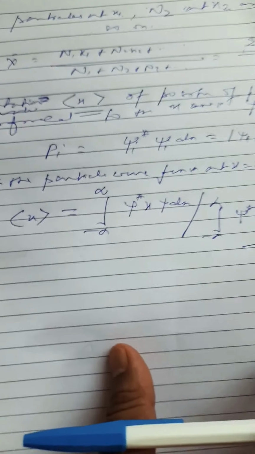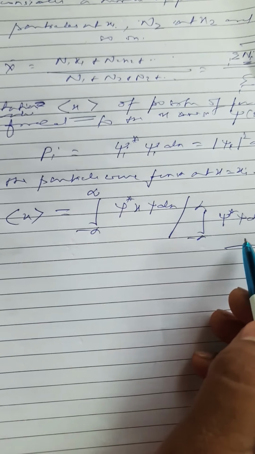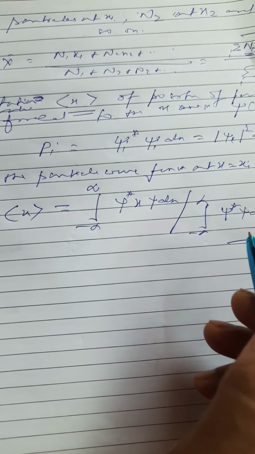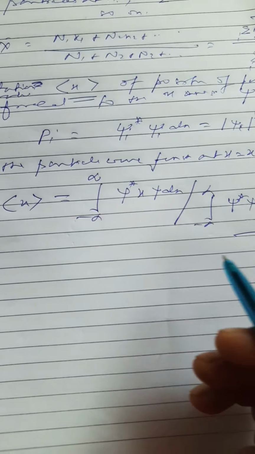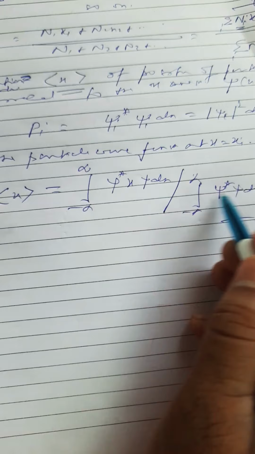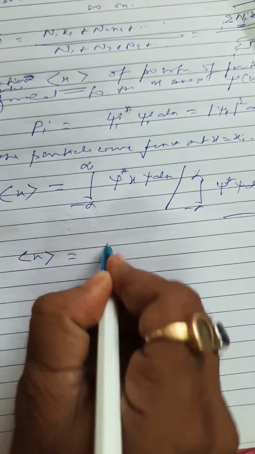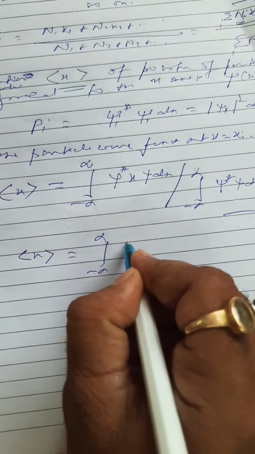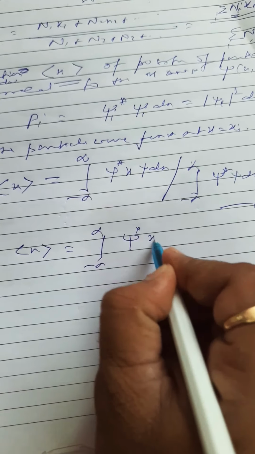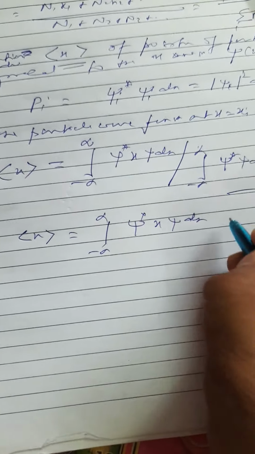Now, remember, if psi is a normalized wave function, the denominator of the above equation is equal to the probability that the particle exists somewhere between x equal to minus infinity to plus infinity, and therefore has the value 1. So this will be equal to 1. Thus, the expectation value will be given by the integral from minus infinity to plus infinity of psi asterisk x psi dx, for the normalized wave function. So this will become equation number 3.